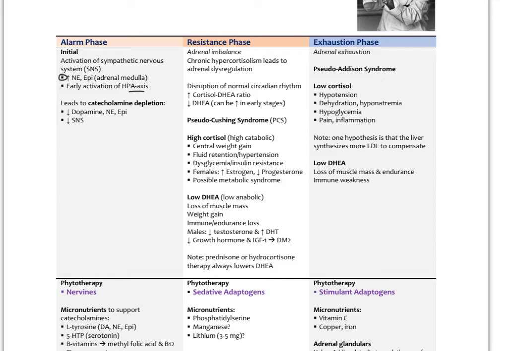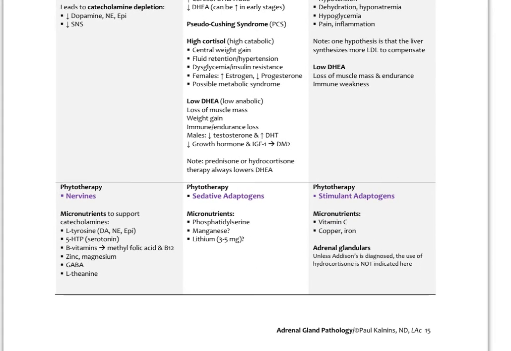The primary approach to this phase, especially the sympathetic excess phase, is to use nervine herbal therapy. So using level 1, but especially level 2 therapies, herbal therapy using nervines. There are different micronutrients that can support this as well. So giving the precursors to dopamine or epi like tyrosine, 5-HTP to increase serotonin synthesis, different B vitamins, especially the methylated folate and B12, zinc, magnesium, GABA, and L-theanine would all be potential nutrients here. GABA is a little controversial.